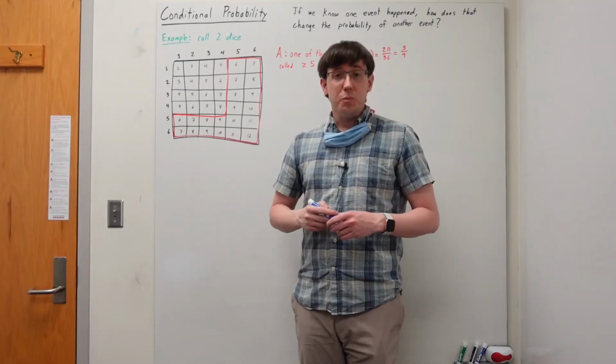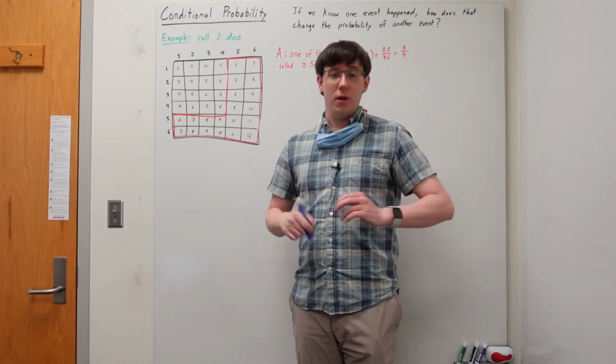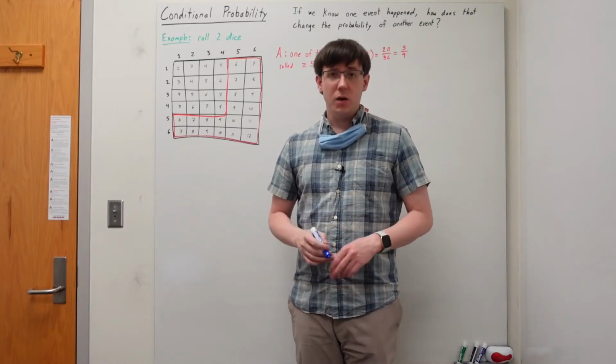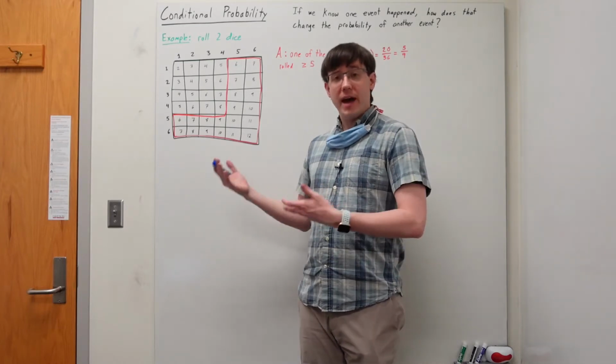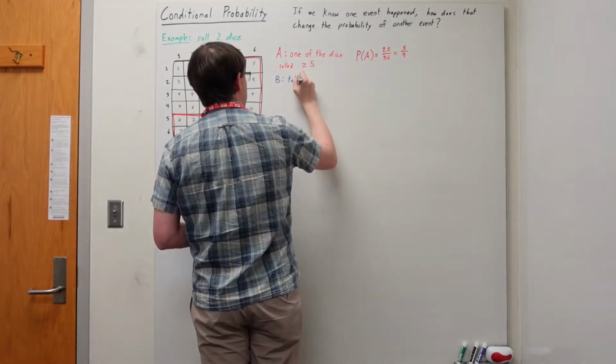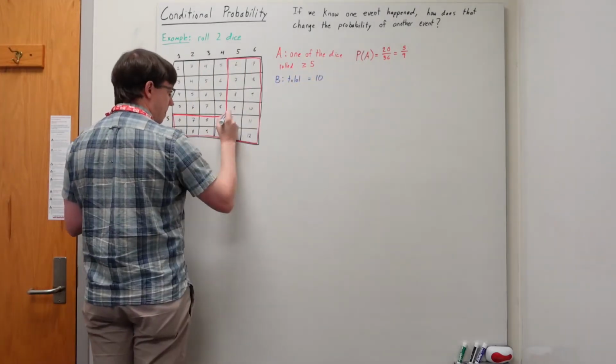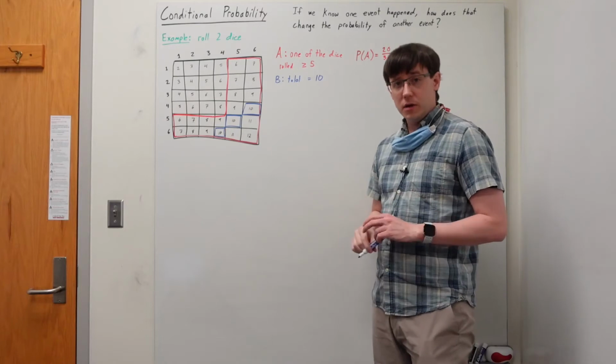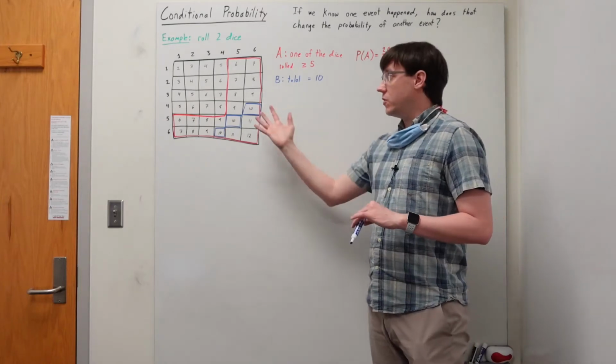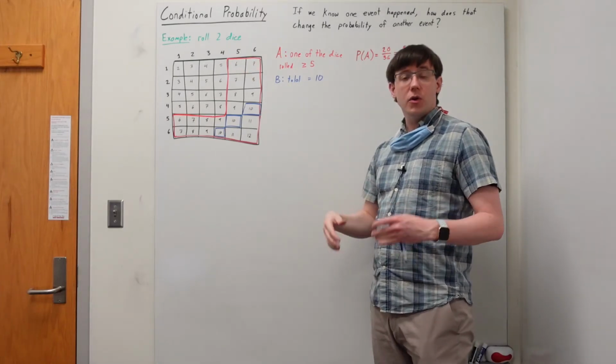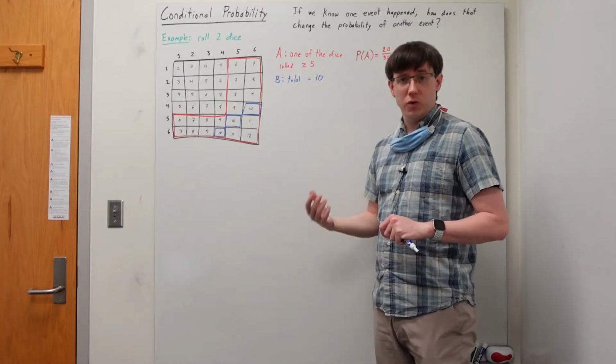And if the event B is that the total on the roll was 10, we can similarly highlight that region. And similarly, the probability of B is the ratio of the areas, so 3 out of 36, or a 12th.